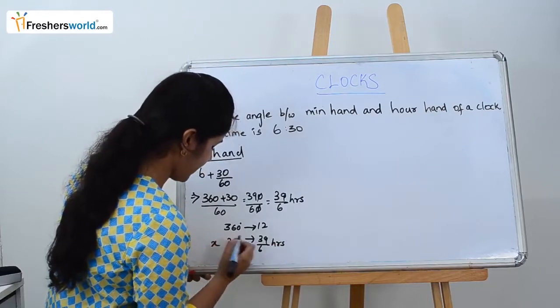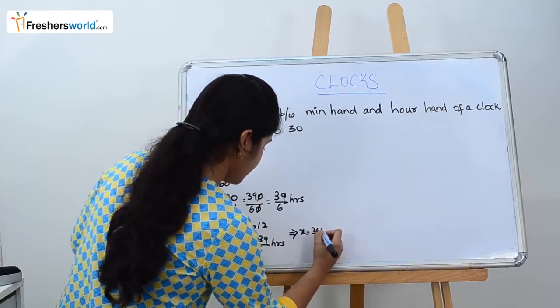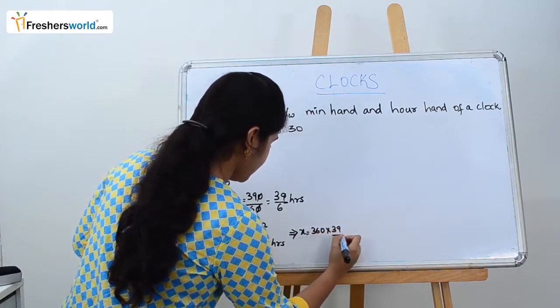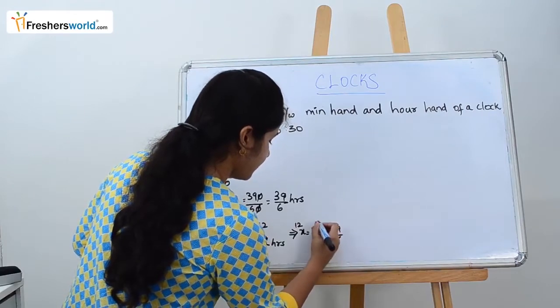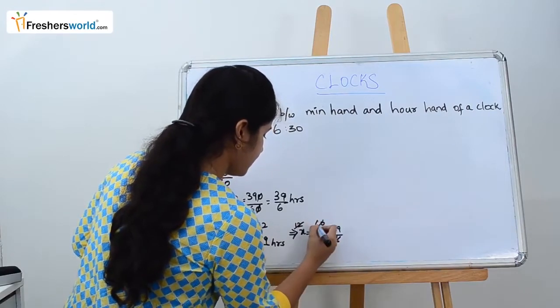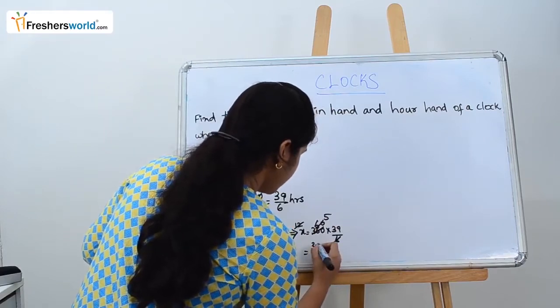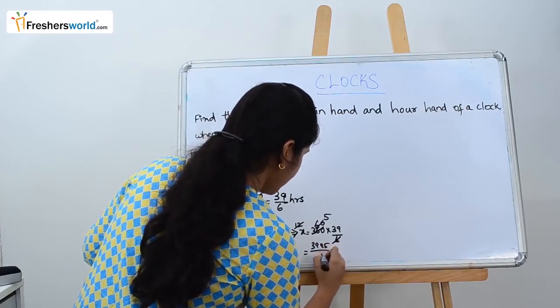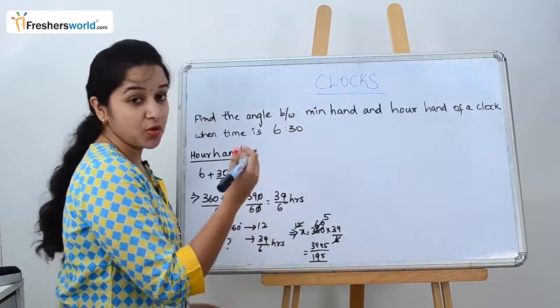Let's take this as x. So x is equal to 360 into 39 by 6. Let's take 12 here itself. So 30 into 39 by 6 is 5 into 39, and 39 into 5 is 195. So let's keep this. Let's go to the minute hand now.